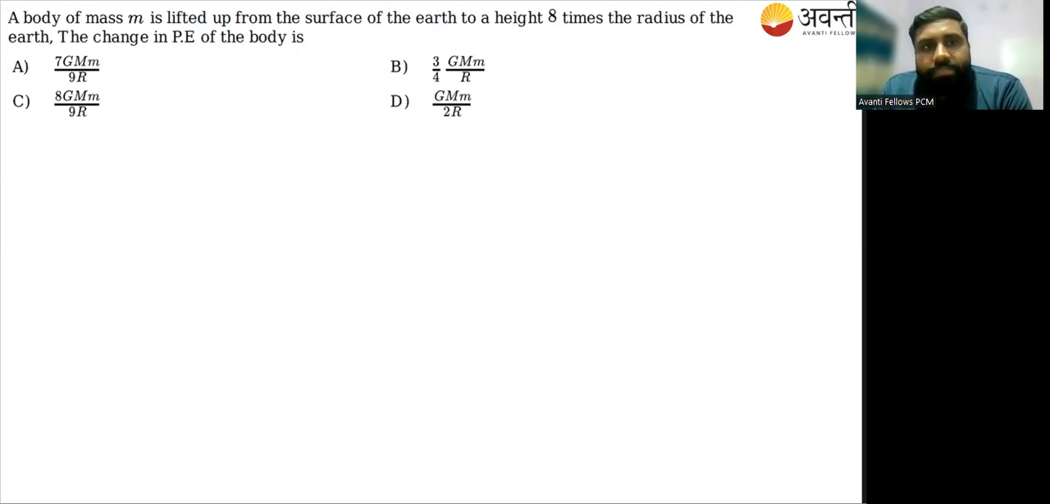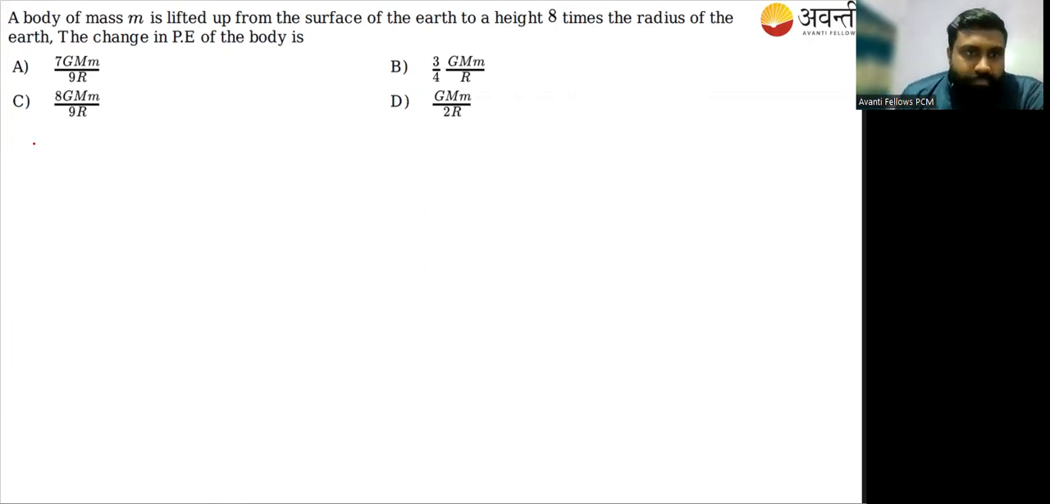A body of mass m is lifted up from the surface of the earth to a height 8 times the radius of the earth. The change in potential energy of the body is? Now the question statement is made so hypothetical, in such a way that it confuses the student, because potential energy has a simple expression. Why is the question given in this format? This is just to confuse the student, although it is a very simple question, as I will show while solving it.